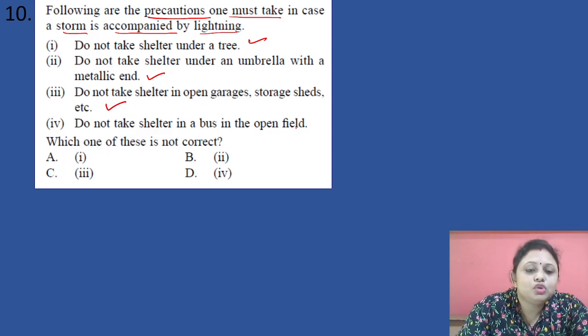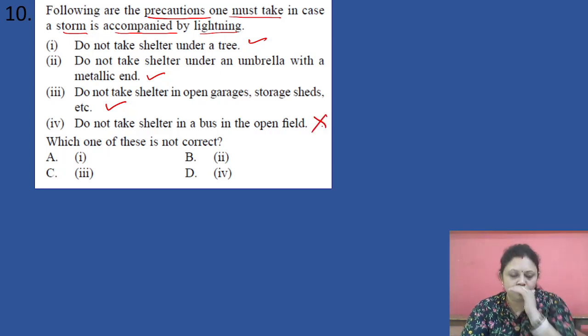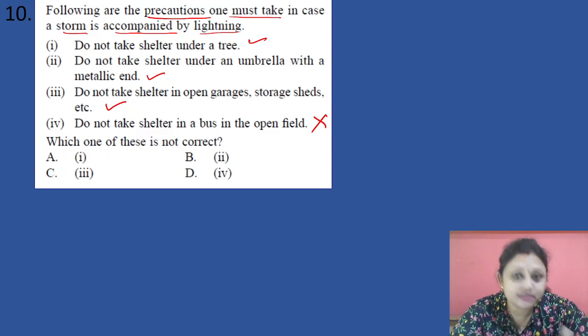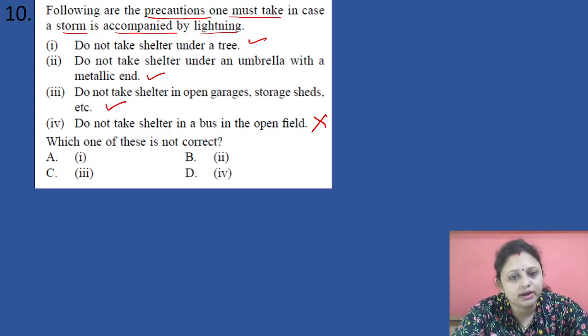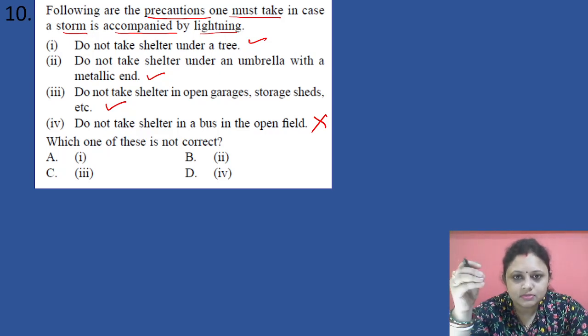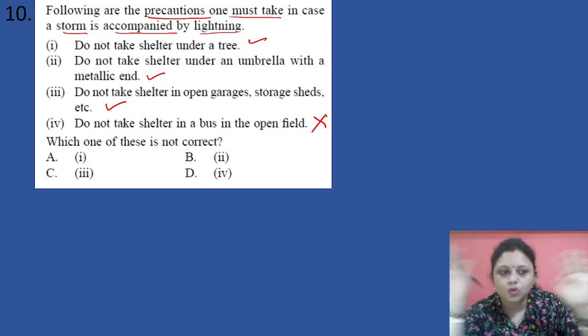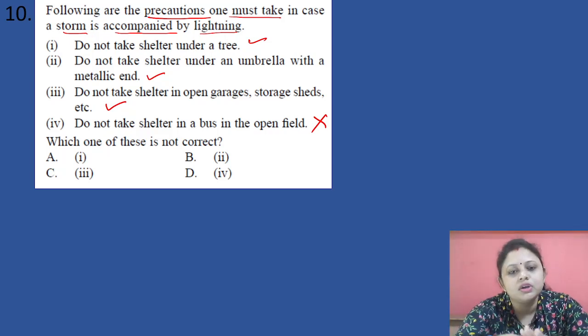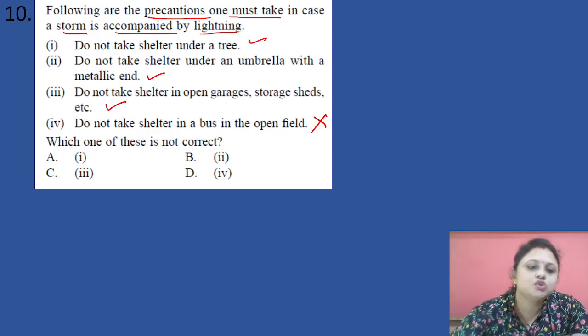Okay. Then do not take shelter in a bus in the open field. This one is incorrect. Why? Because it is a safe place. We can take shelter inside a bus or car because it is a metallic body. So if at all electricity comes in contact with it, then through it, it will go into the ground. Okay. So the correct answer is option D.